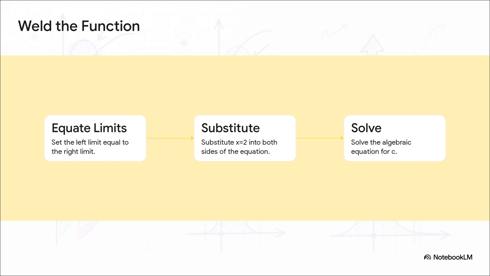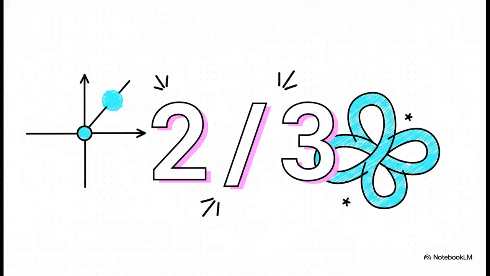equation. 4c plus 4 equals 8 minus 2c. Now, by isolating c, we find that 6c equals 4, which simplifies perfectly to 2/3. So, by ensuring our constant c equals 2 over 3, we've successfully welded the break. The function is now perfectly continuous. Boom, you've passed the first stress test.